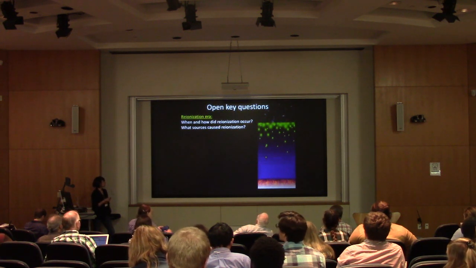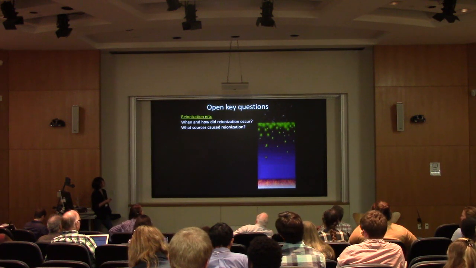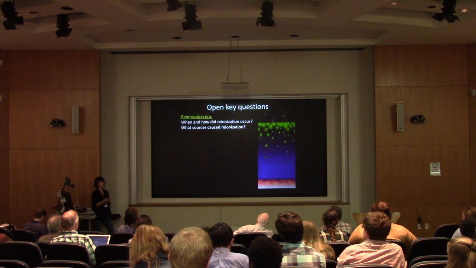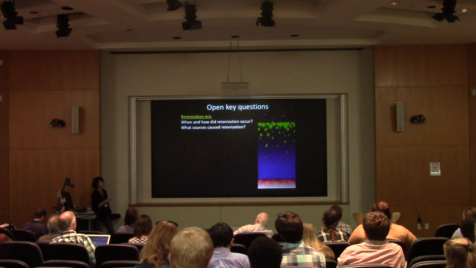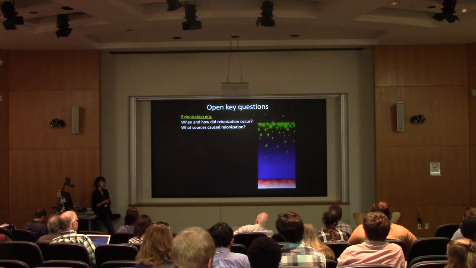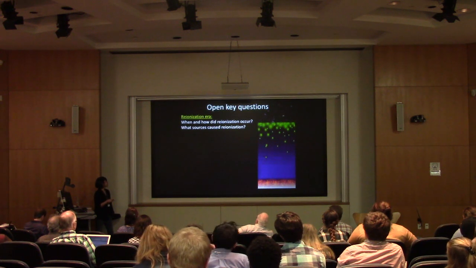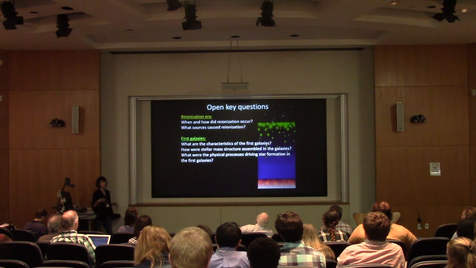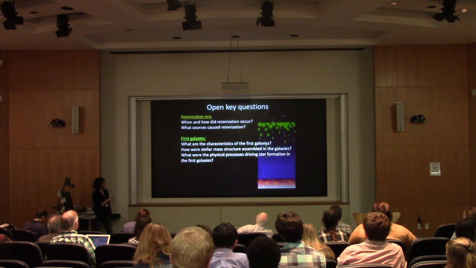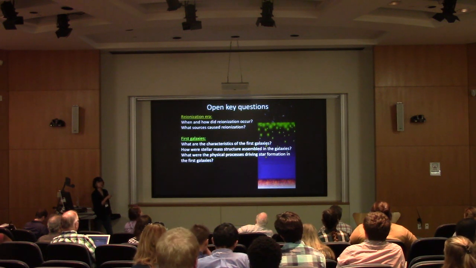When it comes to open questions in the early universe, especially for the reionization, the most important questions are when and how did the reionization occur, and also what kind of sources really caused reionization. To answer these questions, we have to know the sources of reionization. It is believed that the first generation of galaxies initiated the onset of the reionization. So we have to know the first star properties to answer those questions.